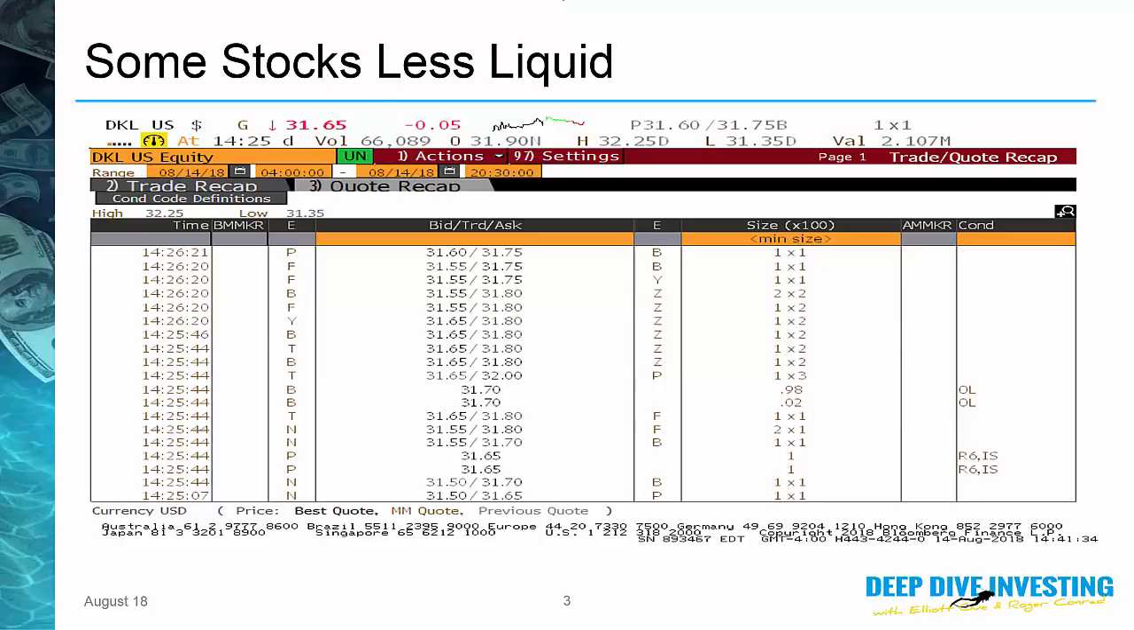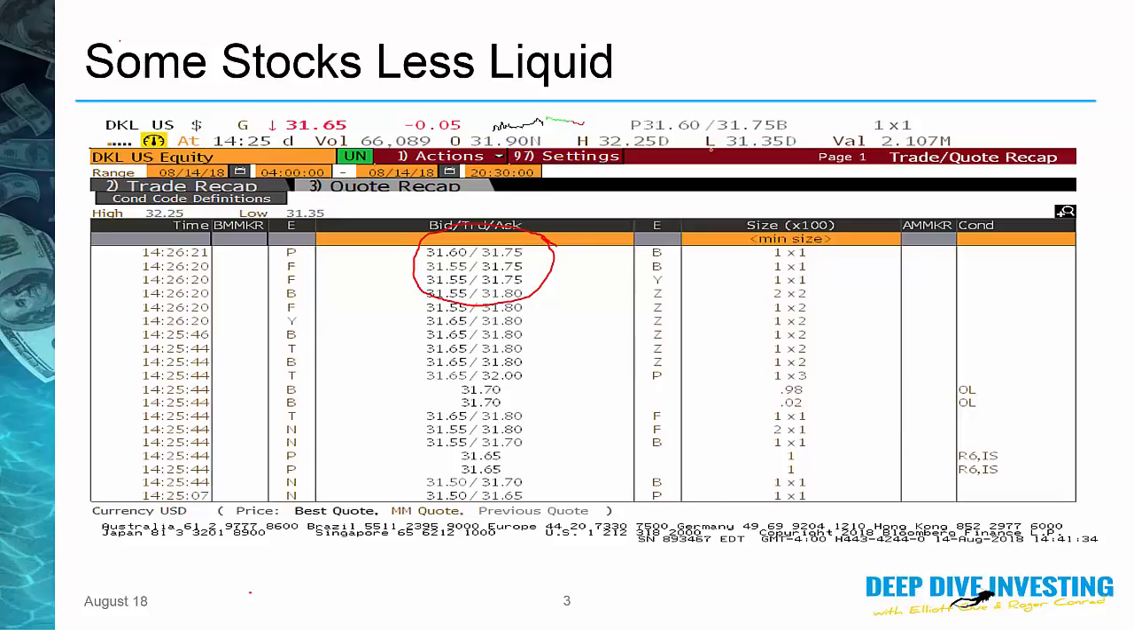The symbol here is DKL. This is the same day, August 14th, 2:26, so just a couple minutes later, and this is the same exact screen I showed you for Citigroup. However, in this case, and let me circle that again to make it clear, the bid-ask spread has been much wider at times. For example, at the current second, the bid price is $31.60 and the ask price is $31.75. That's a 15-cent bid-ask spread.